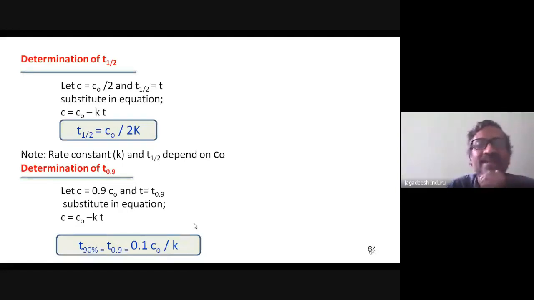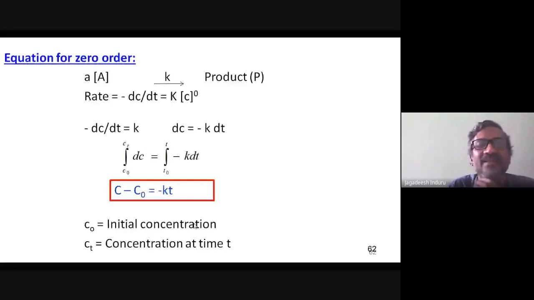In the red box is the kinetic equation. C minus C0, the concentration at time T minus the initial concentration, is equal to minus K into T. T is equal to time. The time in our case is 3 months or 1 year, accordingly what time point we are taking the sample. Similarly, we have got the first order.